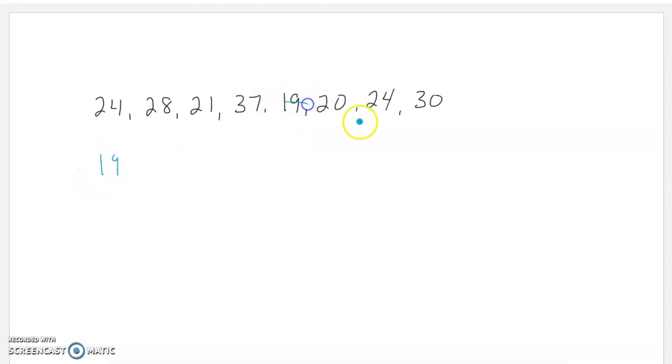So let's cross this off the list. Then we have a 20. Okay, now we have a 21. All right, now we have a 24. Also, we have two 24s. We have a 24 here.